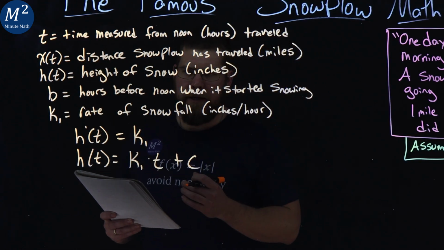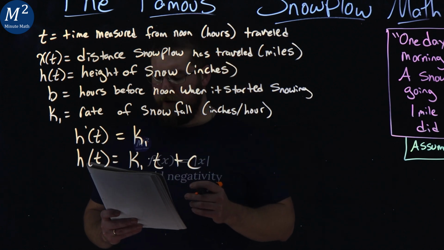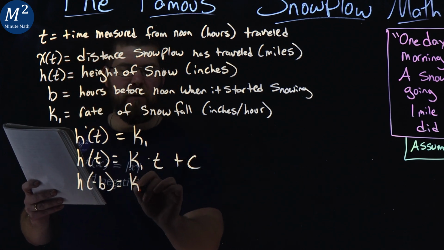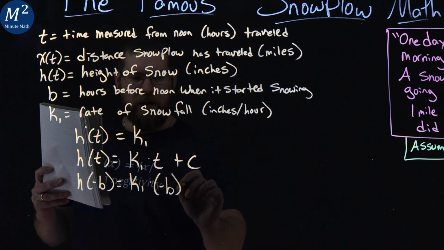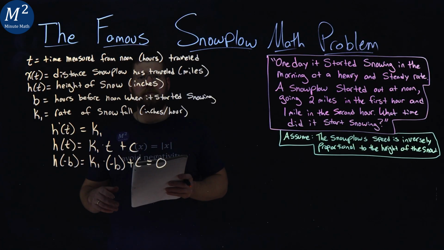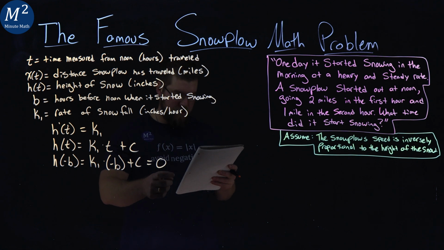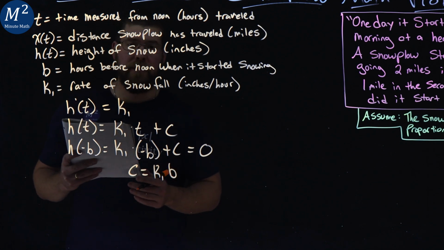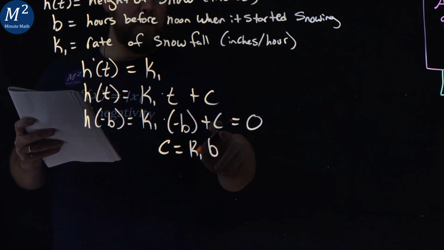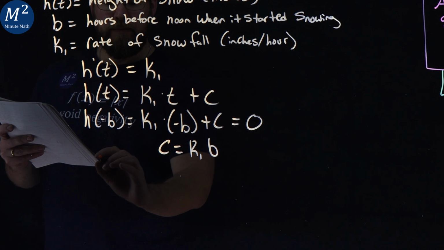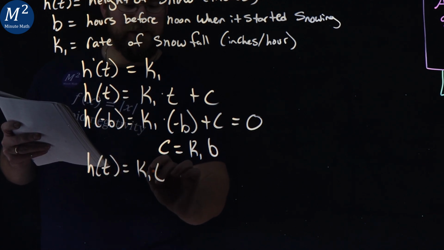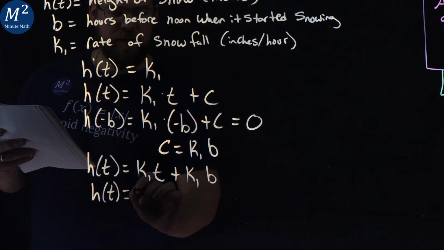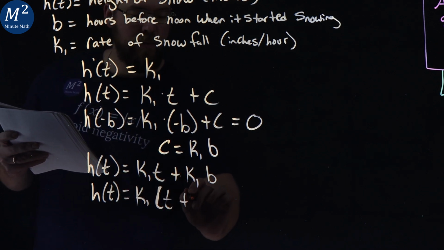Now, where does b come in here? Well, b is the hours before noon when it started snowing. So if we have h of negative b, hours before noon going backwards, we plug that in for our time: K1 times negative b, plus c, and that equals 0, because right before the snow started falling there was no snow on the ground. If we solve for c, we get c equals K1 times b. Substituting that back into our h of t function, h of t is equal to K1 times t plus K1 times b. And if we pull out a K1, we have h of t equal to K1 times the quantity t plus b.